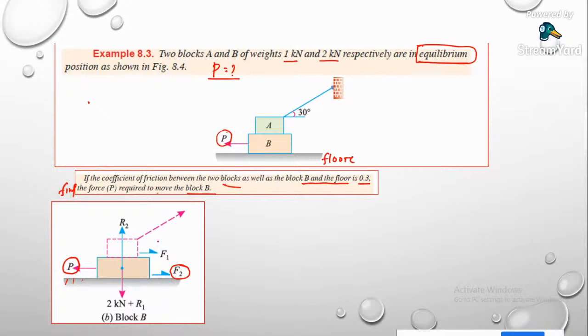And between block A and block B, because block A will try to stay, and the external force is acting in the opposite direction, an opposite friction force will also act, that is F1, between block A and block B. And this is the tension T. This tension T will develop because this string is attached to a fixed support. This string is attached to block A, so a tension will develop at an angle of 30 degrees.